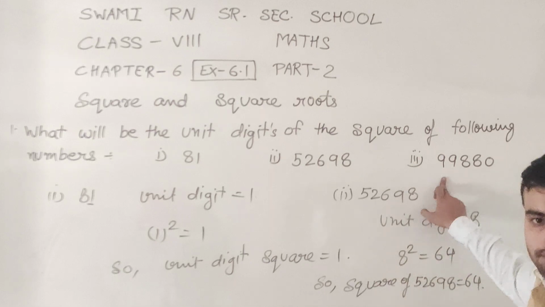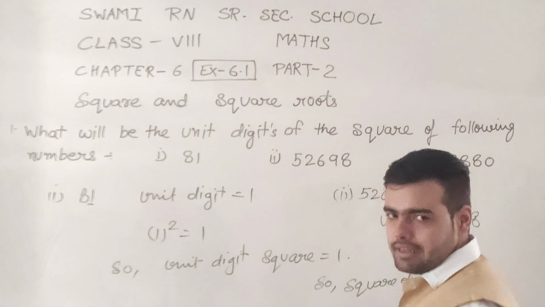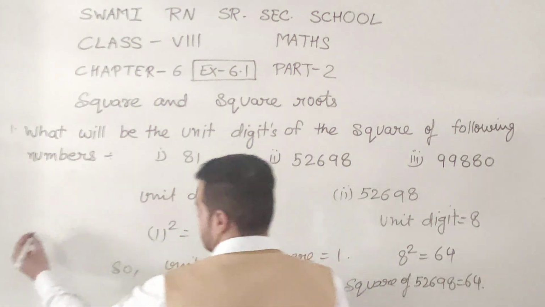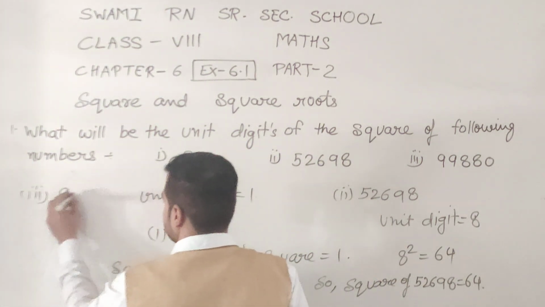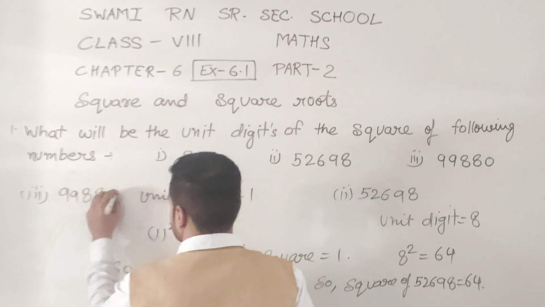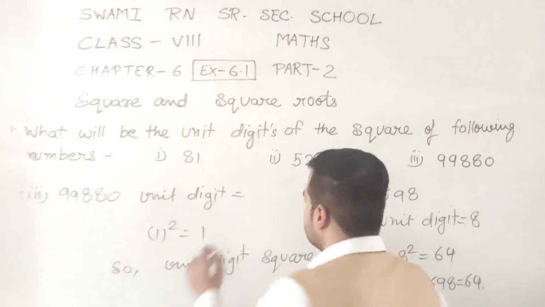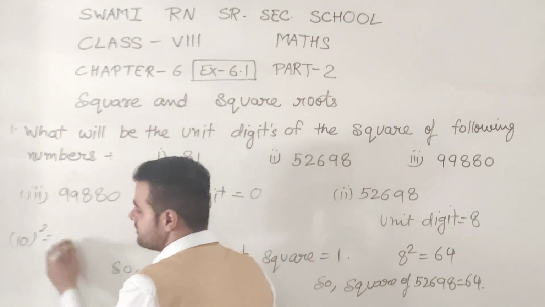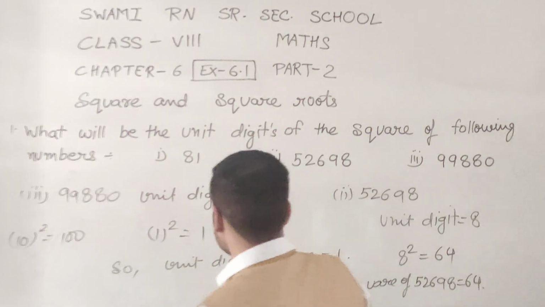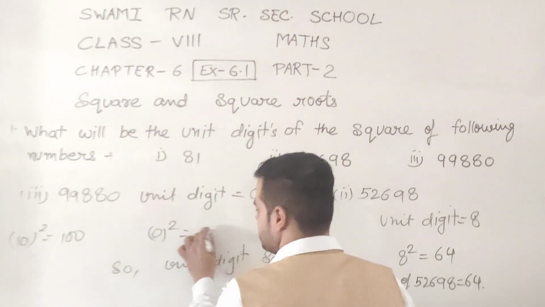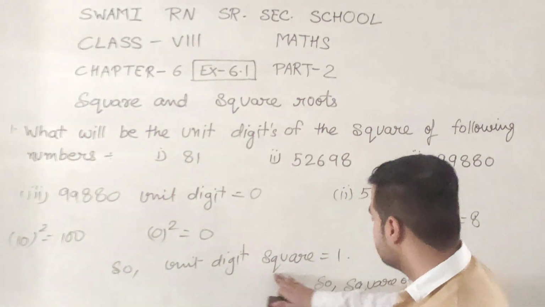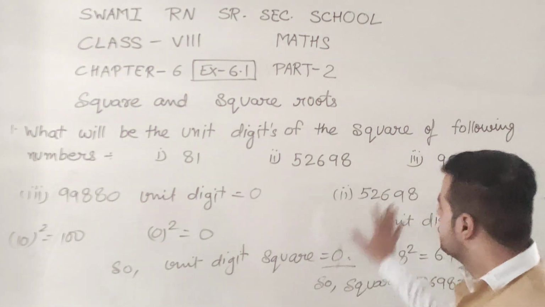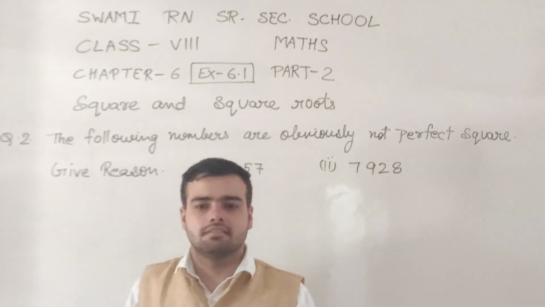Similarly, in the third part, 99880. In this part, we also have to take the square of the unit digit. Our unit digit is 0. As we know, the square of 10, which has unit digit 0, is 100. So I will write the square of 0 is equal to 0. So the unit digit of the square is 0 here. Okay, so that is the first part of this question.